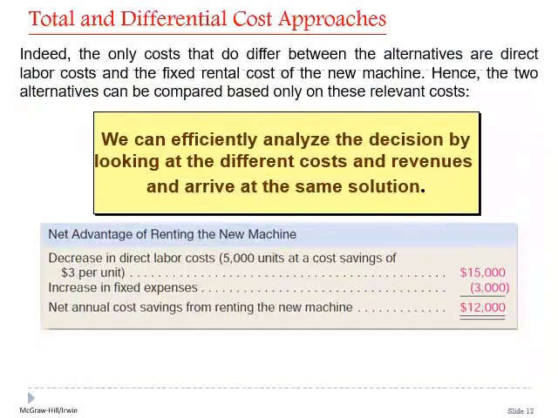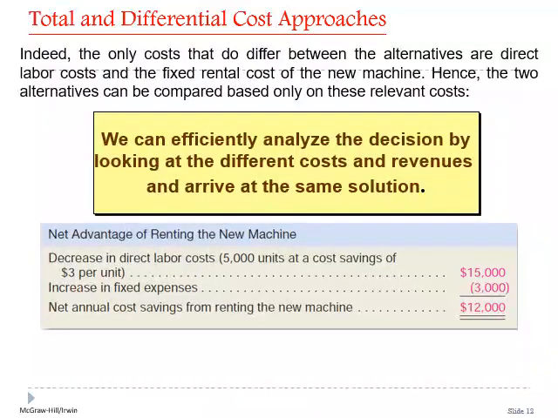As I told you, we can rely on only the relevant costs to make our decisions. It says here, indeed, the only costs that differ between the two alternatives are direct labor costs and the fixed rental cost of the new machine. Hence, the two alternatives can be compared based on only these relevant costs.